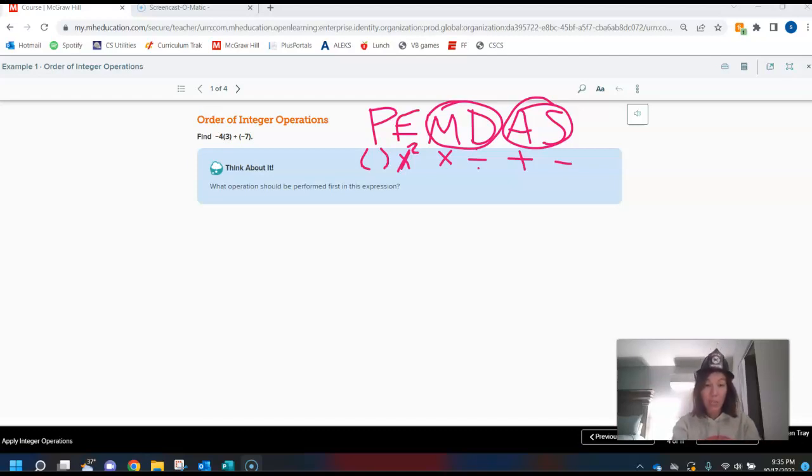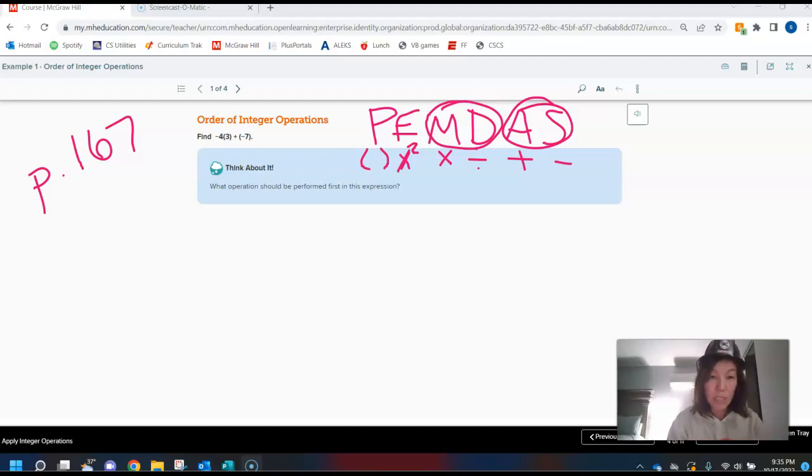So all we're doing here is basically order of operations, but with positive and negative numbers now. So if we want to find negative 4 times 3 plus negative 7, and if you don't have your book already, you can pause and go to page 167 in your workbook. If you don't have your workbook, you can just write down this problem and work it out on your notes on a separate sheet. But negative 4 times 3 plus negative 7.